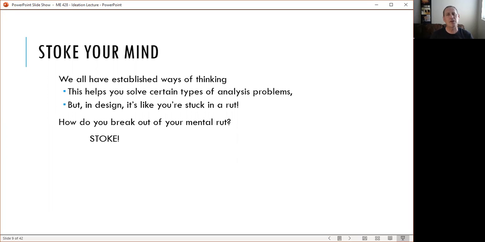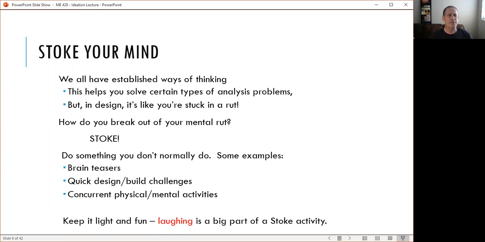So stoking is what we refer to as the method that you use to get out of that. There are many ways to stoke. I like stoking that involves some form of physical activity. For instance, for me, just going for a run gets me out of a mental rut. So that itself forms a stoke for me. There are some other things people use: brain teasers, quick design and build challenges, doing something that involves being physical and mental at the same time.